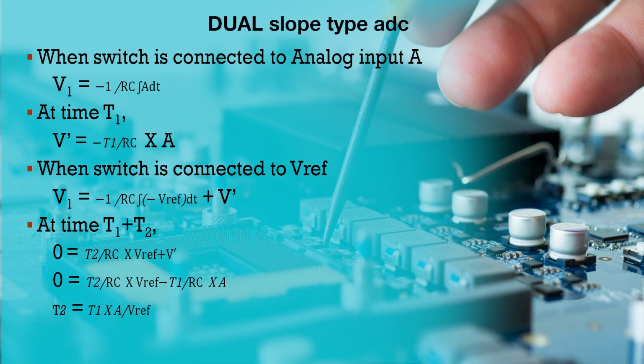Here we know that t1 and Vref are constant, which means time t2 is proportional to the analog input voltage A. So, t2 gives a direct measure of the analog input voltage A.